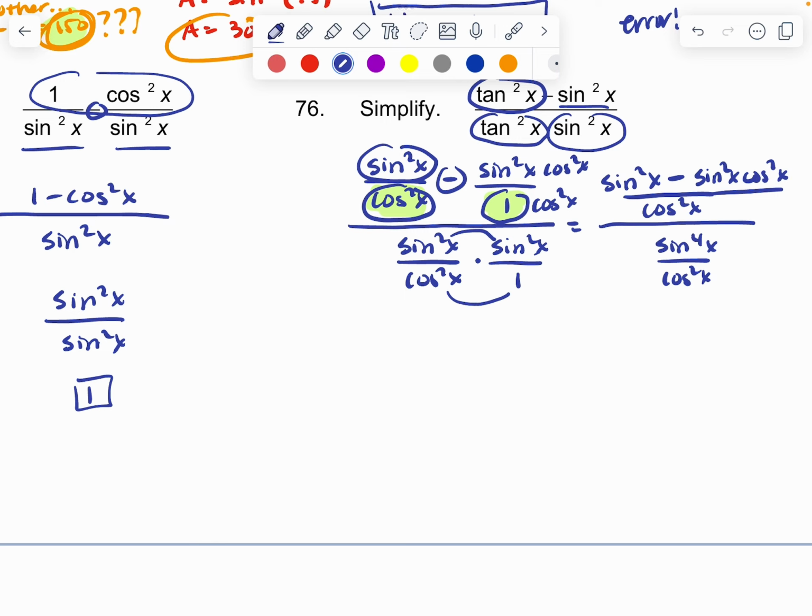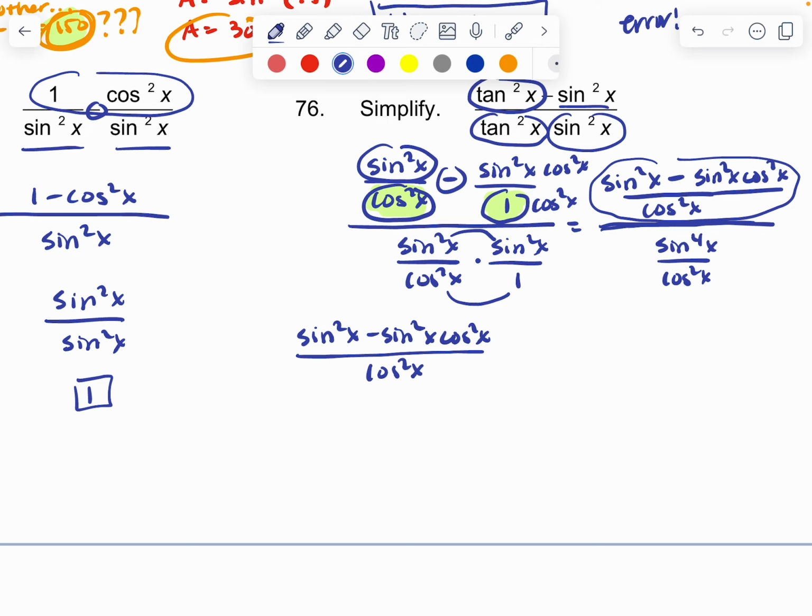I noticed that I have two fractions, right? If you're dividing two fractions, you're actually multiplying by the reciprocal. So let's do that. I'm going to take this, which is sine squared x minus sine squared x cosine squared x all over cosine squared x, and I'm going to multiply by the reciprocal of this, which is cosine squared x over sine to the 4th x. Now, look, these guys cancel out. That's kind of nice, right?